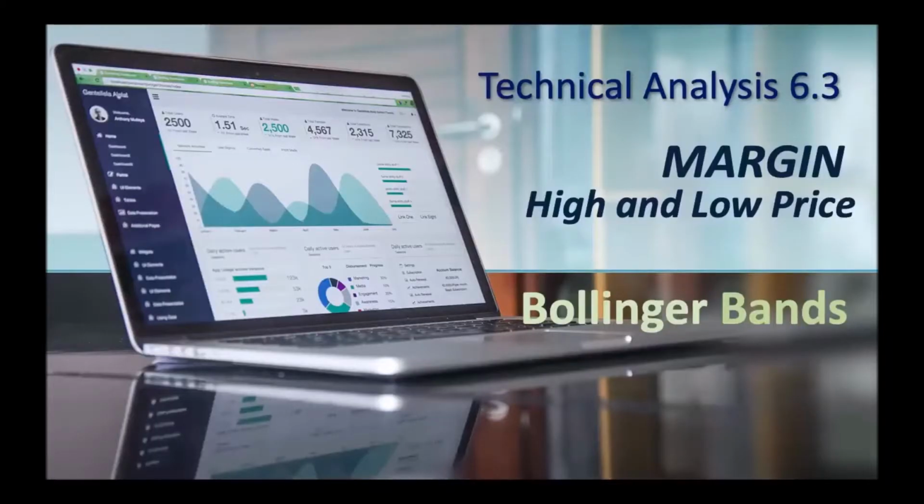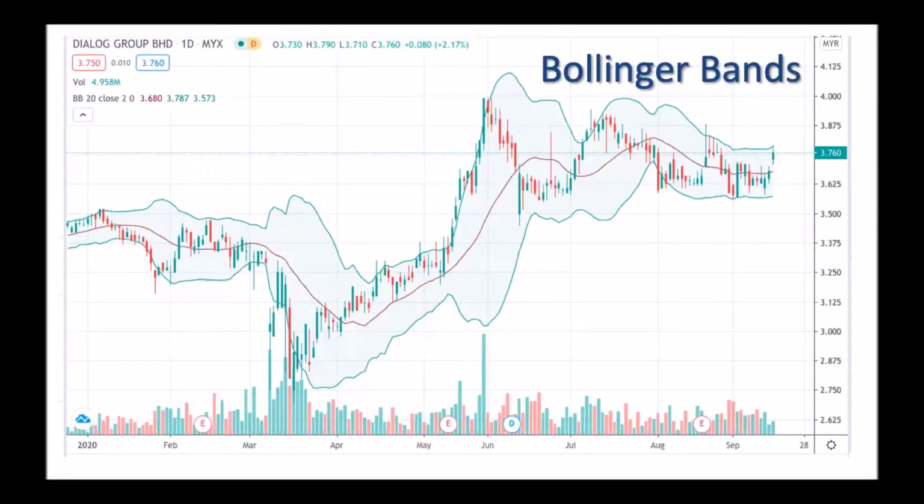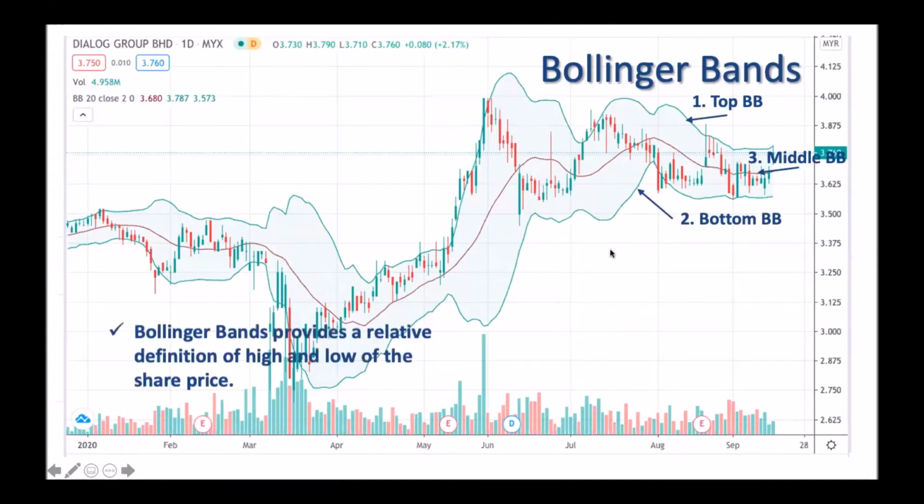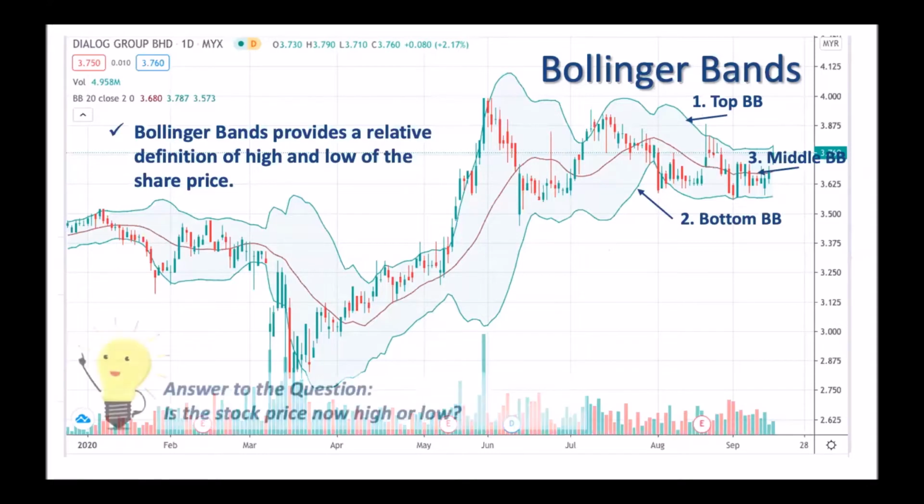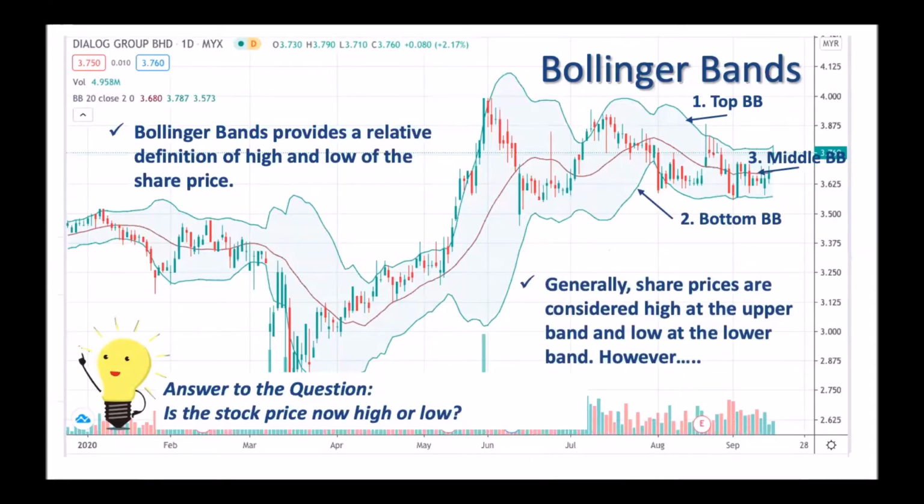Okay, we first start with the Bollinger Bands. Now this is how the Bollinger Bands look. There's a top BB, Bollinger Band, top line, a bottom line, and a middle line. Bollinger Bands provide a relative definition of high and low of a particular share price. So it answers the question, is the stock now high or low? When you have this question to ask yourself, then you know you should use Bollinger Bands.